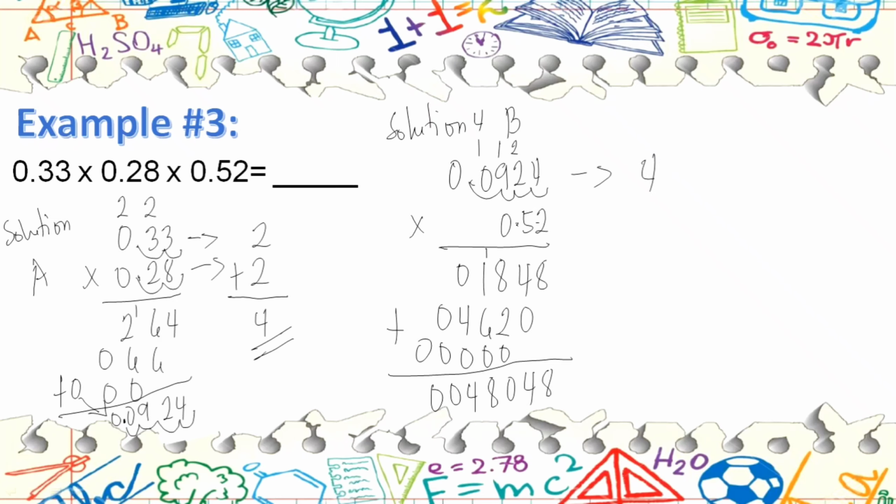Sa 0.52, meron tayong 1, 2. So, meron tayong 2 decimal places. Then, i-add natin yung total ng decimal places. We have 6. So, dapat yung ating final product, merong 6 decimal places. So, mag-move tayo ngayon. We have 1, 2, 3, 4, 5, and 6. So, ang decimal point natin ay nasa pagitan ulit ng dalawang 0. So, our final product is 0.048048. And box your final answer. Yan na, lagi nyong aayusin yung tuldok para kitang-kita.